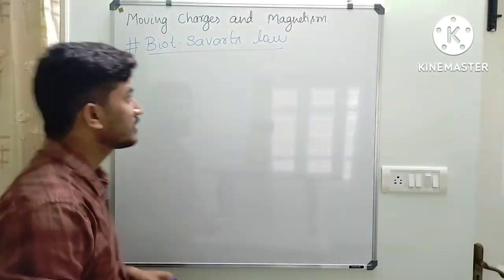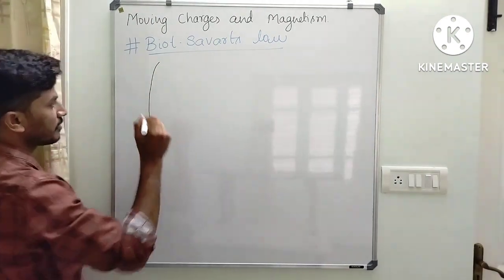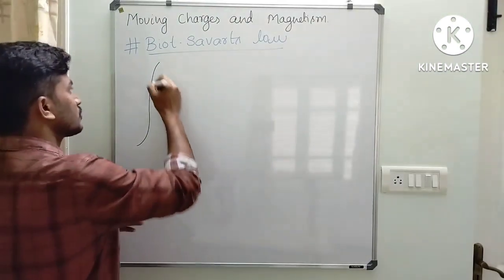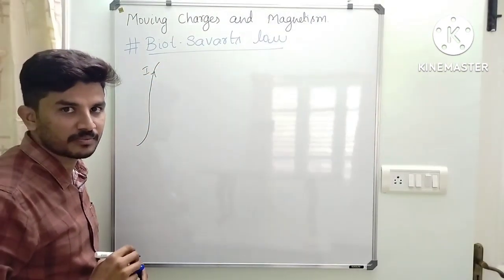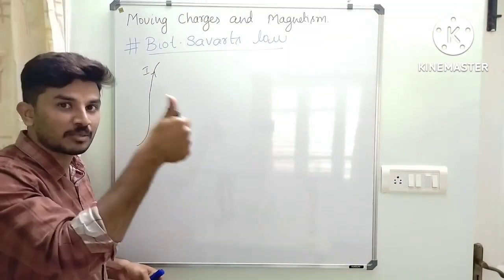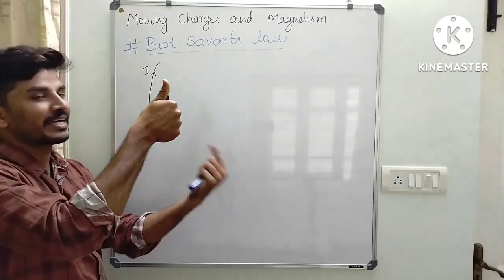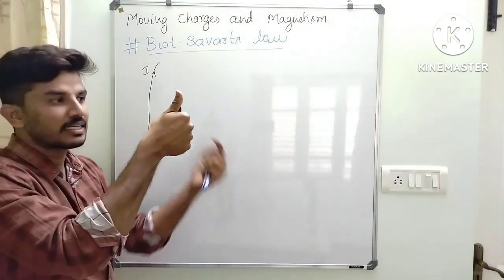Okay, let me explain that. So here we have a current carrying conductor of length L. So the current through this conductor is I. Let us consider like that. And from the right hand thumb rule, we can get to know the direction of the magnetic field produced due to the conductor is like this.